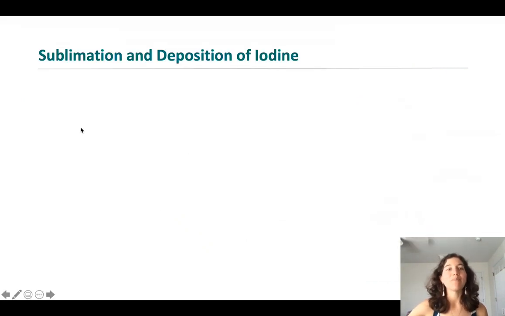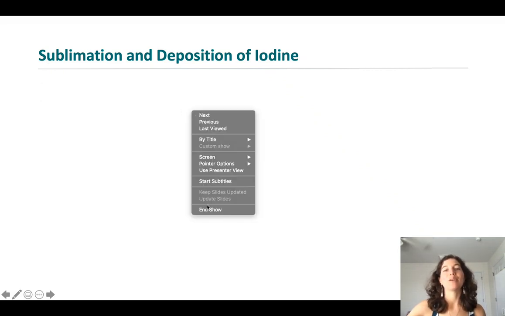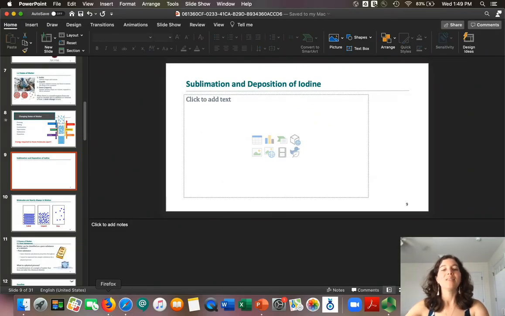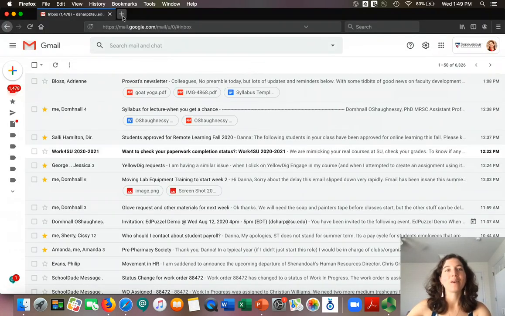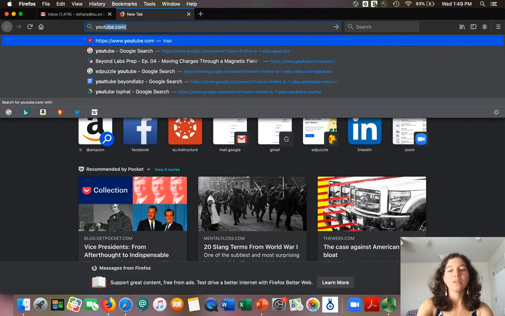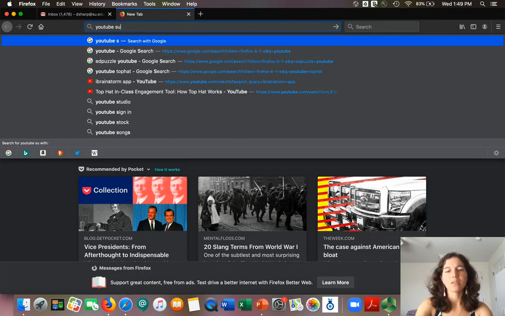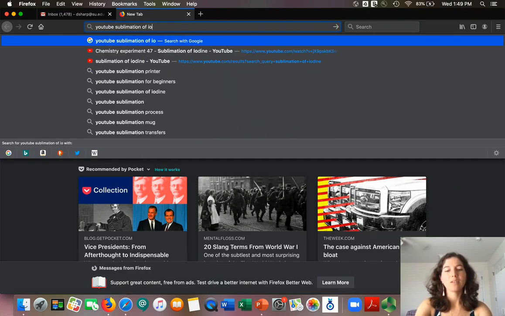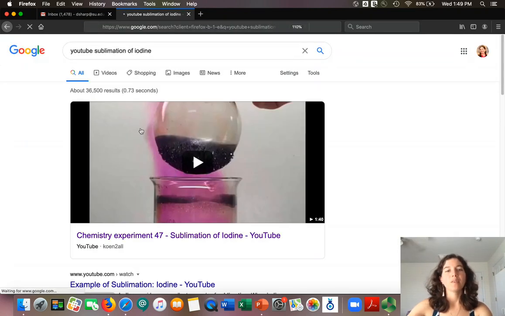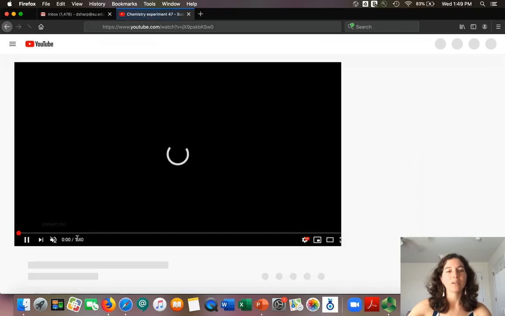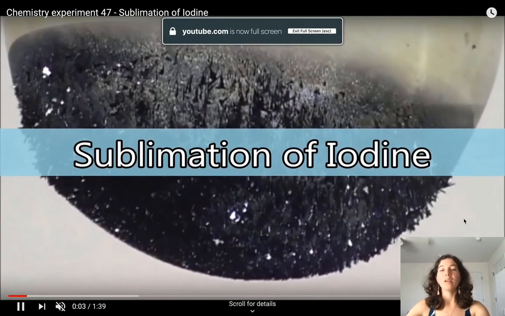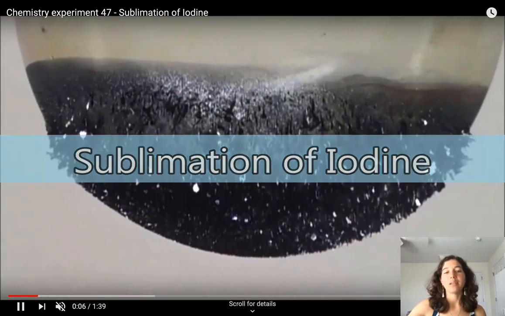Okay, so I want to take a brief minute to show you the sublimation and deposition of iodine because it's really cool. I've got the sublimation of iodine on YouTube. Cool, this is exactly what I wanted. So I'm going to turn off the volume here and I'm just going to talk over it. These are iodine crystals that you're seeing here.